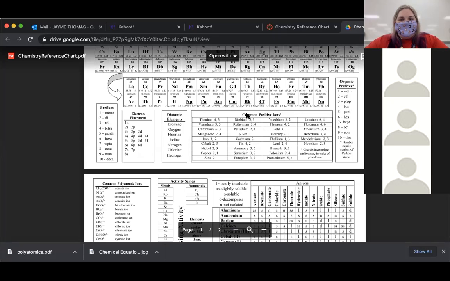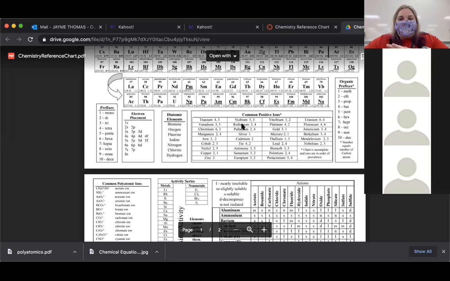Here, this little chart right here that says common positive ions, these are all of the transition metals that could have multiple charges. And it tells you what their two most common ones are. So for example, it says vanadium, and it says 3 and 5. So that means I could have vanadium with a Roman numeral 3 in the name, or vanadium with a Roman numeral 5 in the name. So any of the ones that have 2 listed, they have to have Roman numerals for whichever one it is in the name. The only ones that don't need Roman numerals are zinc, silver, and cadmium, because they're the only transition metals that only have 1 charge.